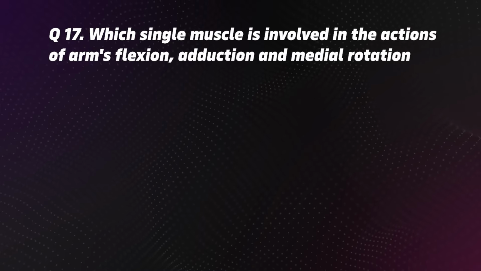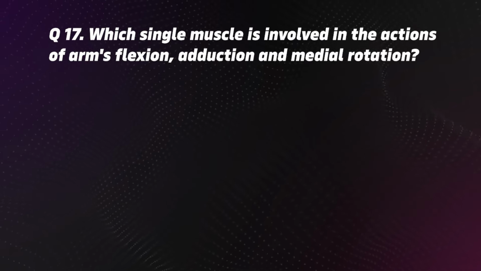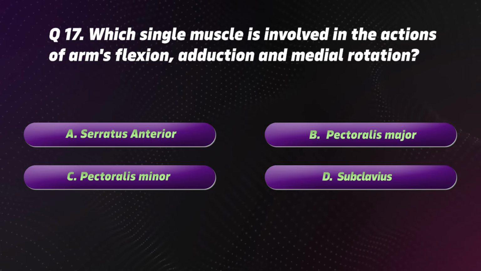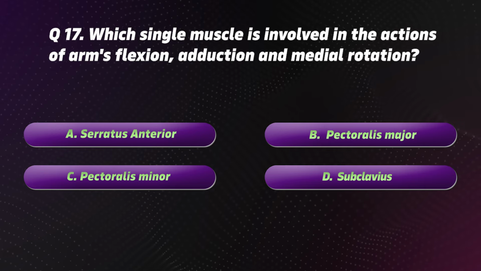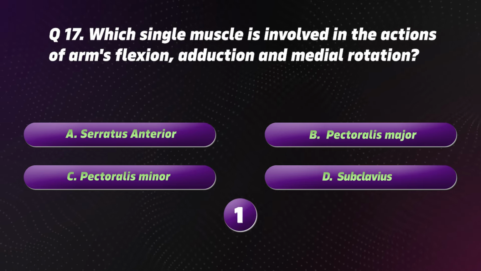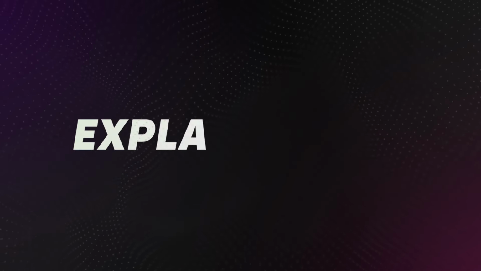Question 17. Which single muscle is involved in the actions of the arm's flexion, adduction and medial rotation? Here are the options. A. Serratus anterior. B. Pectoralis major. C. Pectoralis minor. D. Subclavius. And the correct option is B, pectoralis major. Here's the explanation.